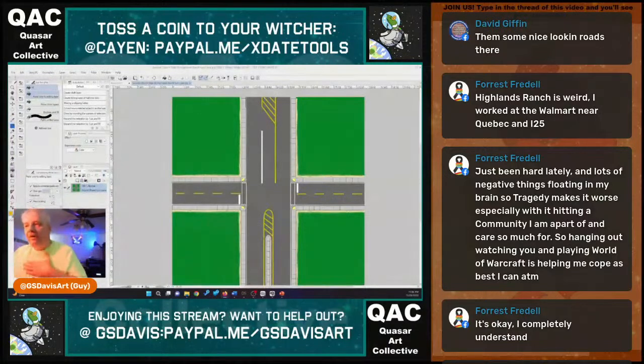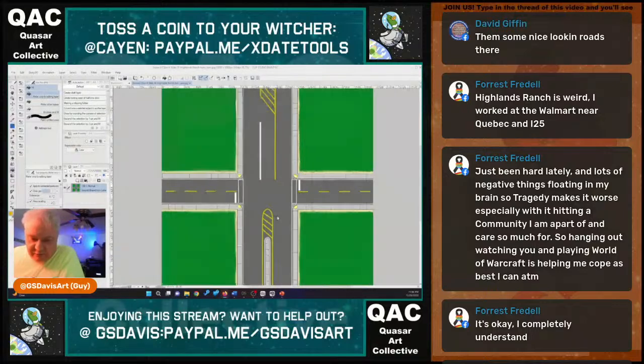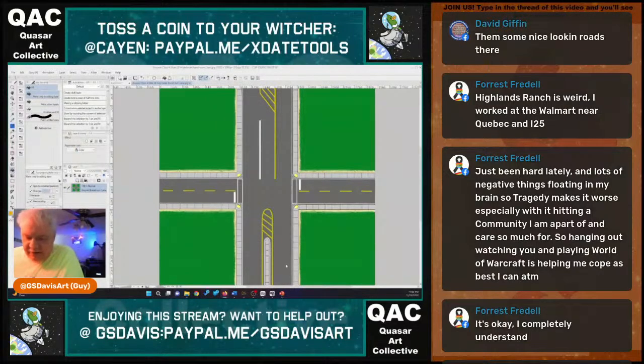Why, thank you. Why, thank you very much. I'm working on my roads. This is the weird intersection we were just talking about, where we've got a turn lane right here. We've got a straight lane here, and this is only a straight lane.